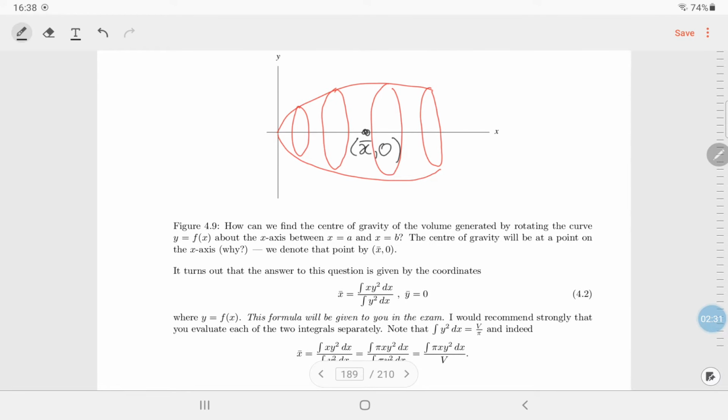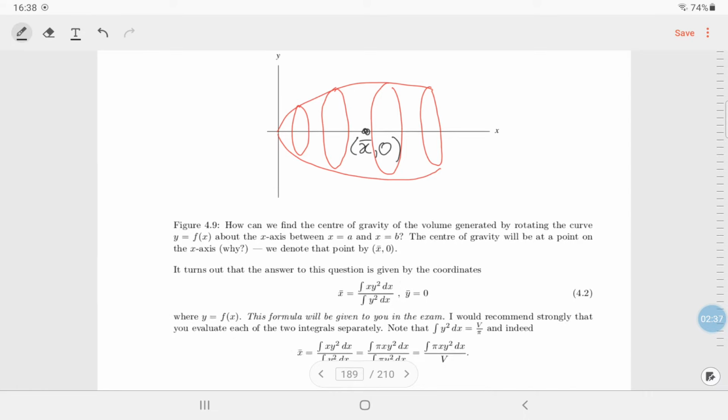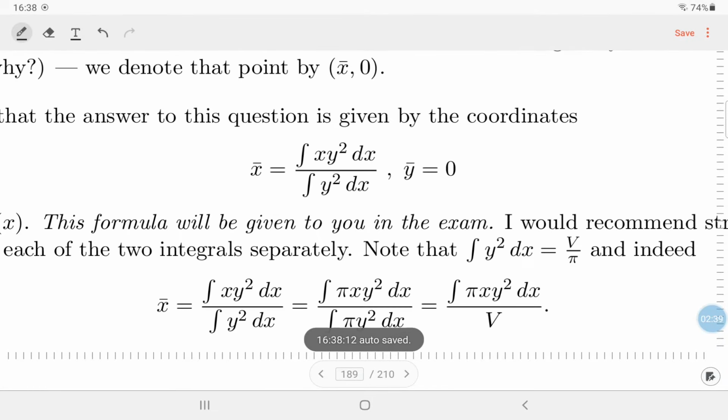So it turns out that the answer to this question is given by the integral of x y squared over the integral of y squared. Now it's a bit hard to see the bit down the bottom, but you will have figured out the bottom. So the bottom is the volume divided by pi. Okay, oh yeah, that's written there.